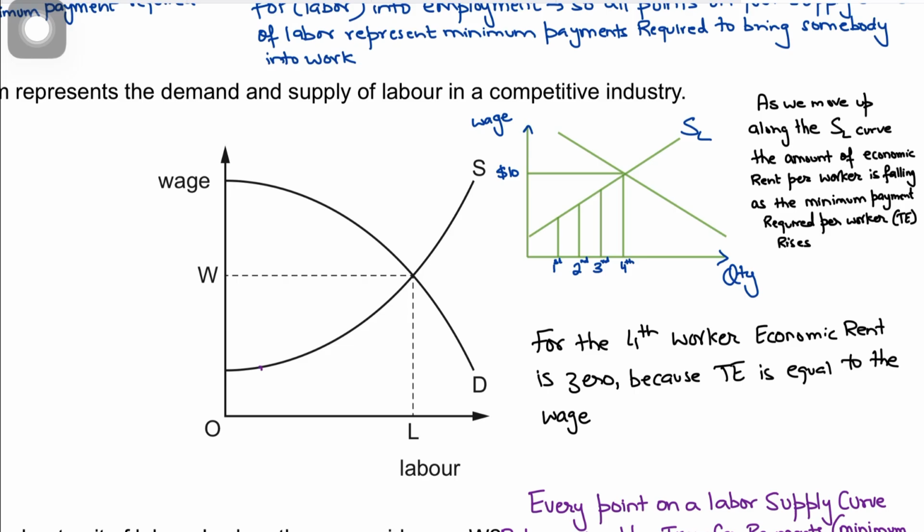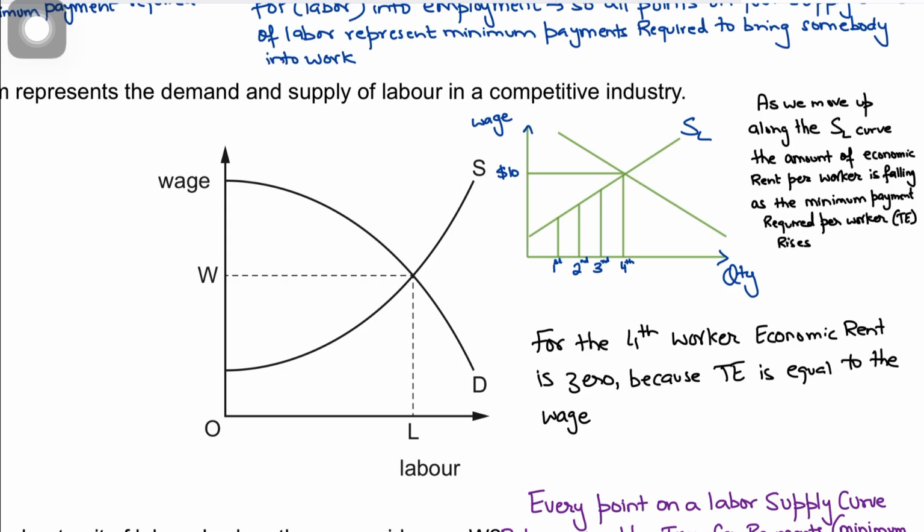So for the first worker that I hire, the minimum that is required for him is, let's say, maybe WA. For the second worker, it's WB. So why is it that the minimum required payment for each additional worker is going up? That is a transfer earning. Why is the transfer earning going up as you hire additional units of labor? The best answer that I could give you is that different workers have different next best alternatives, and they also have different willingness to work in that occupation.